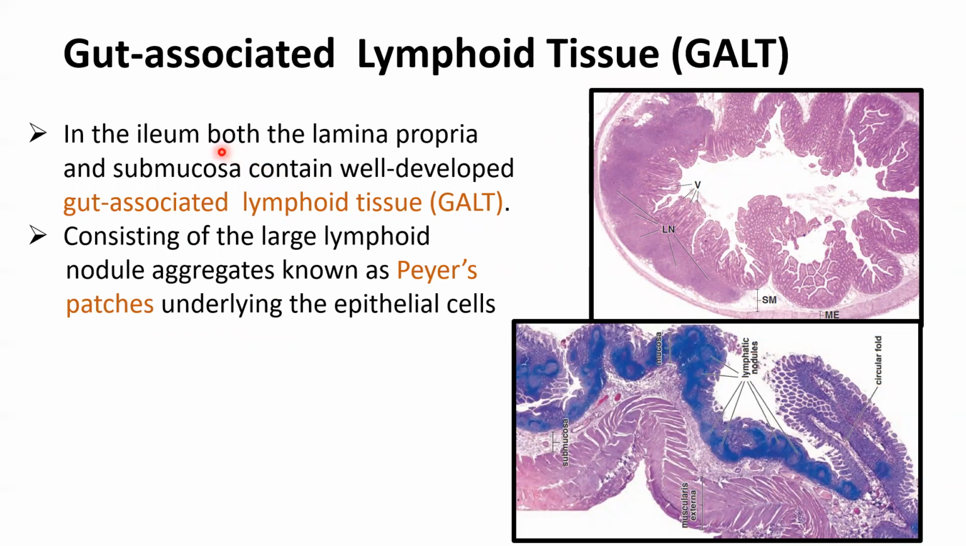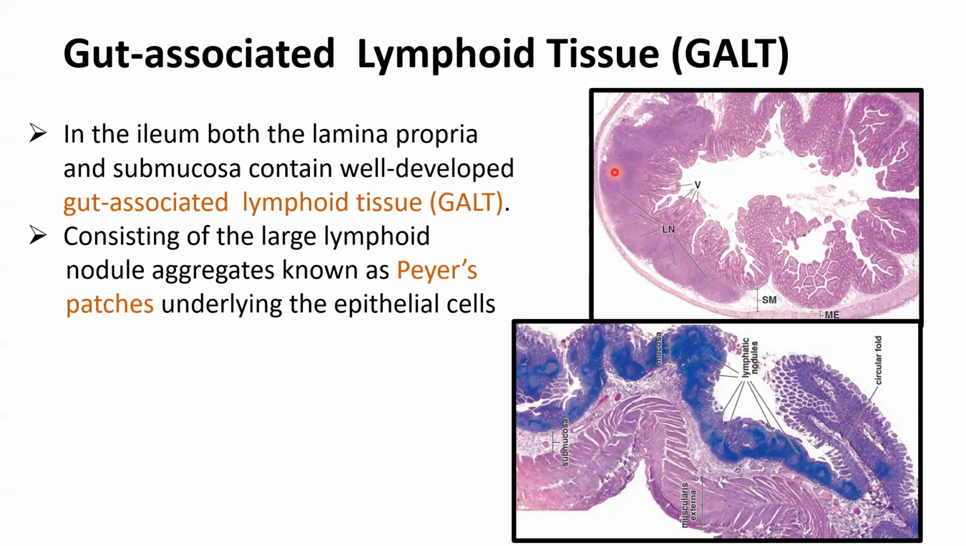Now we're talking about the ileum. The lamina propria and the submucosa contain well-developed gut-associated lymphoid tissue. The whole lamina propria in the intestine, duodenum, ileum, and jejunum, contain this lymphoid tissue, and in the ileum particularly, they make aggregates. So it looks like almost a lymphoid organ in this area. It's the lamina propria and it's part of the submucosa.